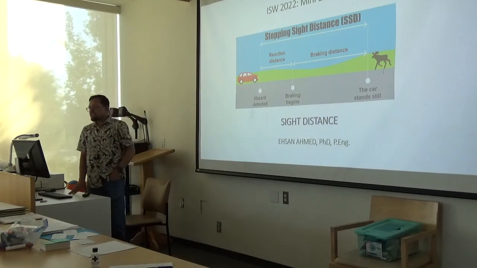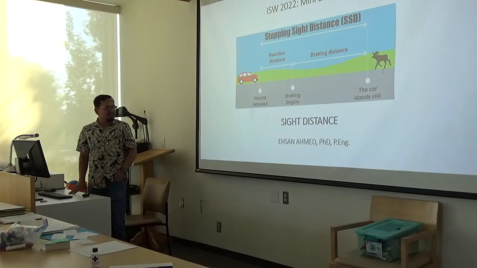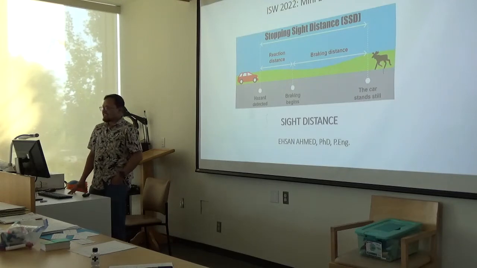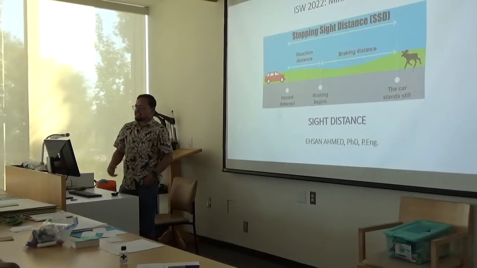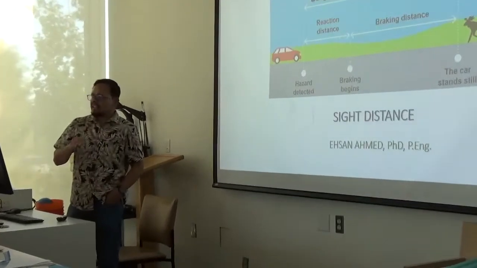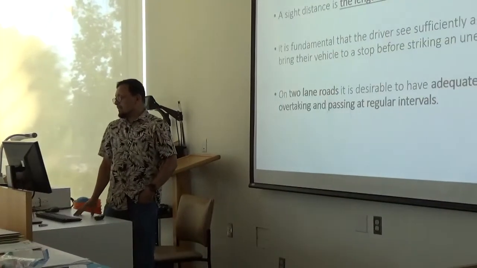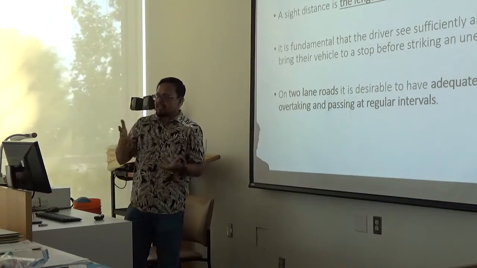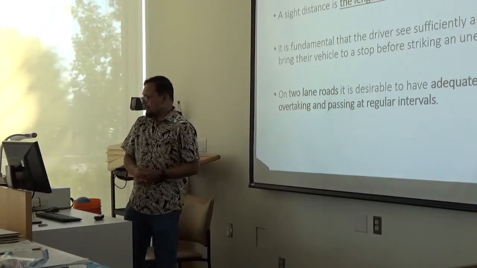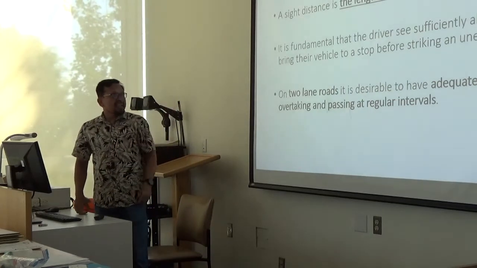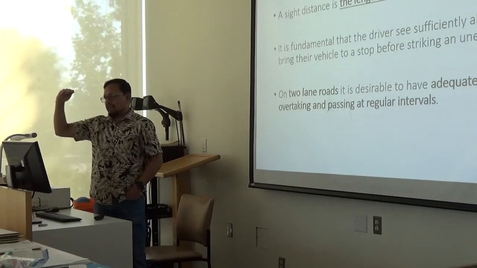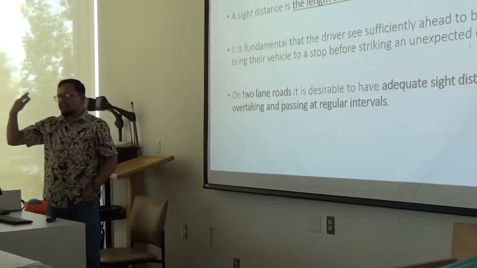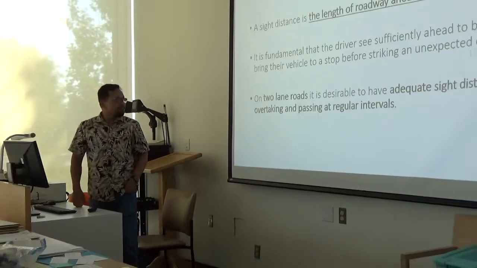Okay, good morning everybody. So today we'll learn sight distance. It is related with traffic engineering. And so what is sight distance? First you need to know what is sight distance. Sight distance is the length of roadway ahead visible to the driver. So when you are driving a car, you can see a long distance, that is your sight distance. So it is fundamental that the driver can see sufficiently ahead to avoid any accident or any hazard.